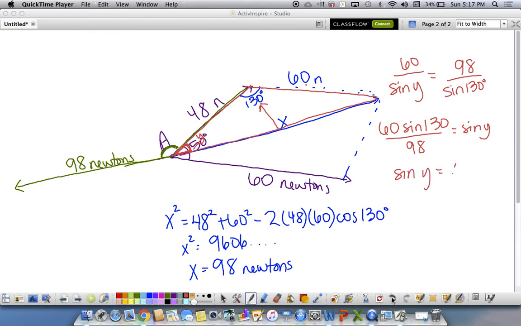Sine y equals 0.469. Y would equal approximately 28 degrees. So here's 28 degrees. And then to get this angle on the outside, I'm going to say 180 minus 28 degrees, and we should end with 152. That is the angle between the equilibrium and the force that's 48 newtons.